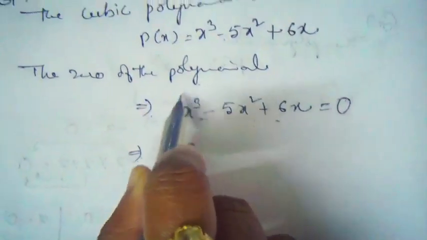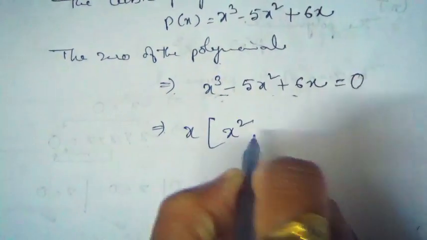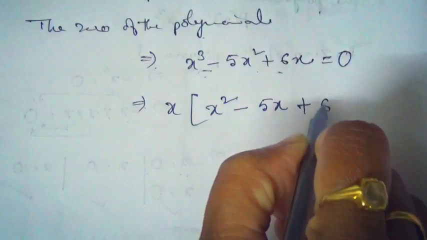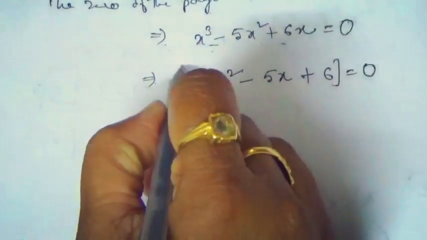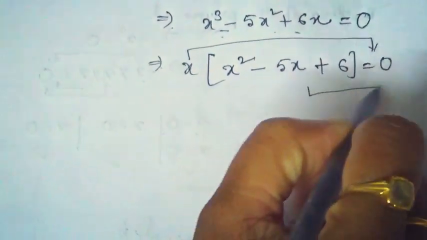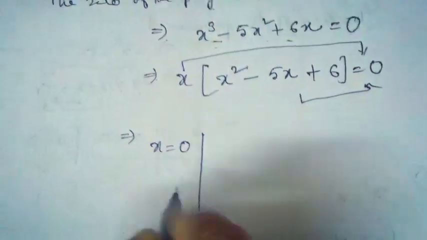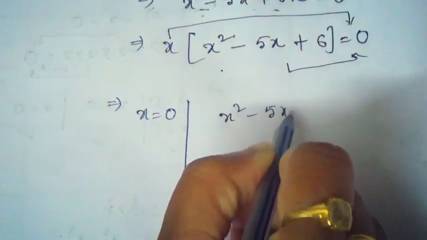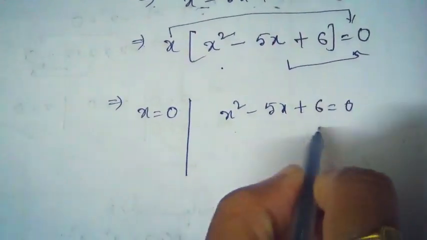So what remained here is x square minus 5x plus 6 is equal to 0. We just equate the first term with 0, that is x is equal to 0. I just leave this one. So what is the second one? x square minus 5x plus 6 is equal to 0. We have to factorize this one.